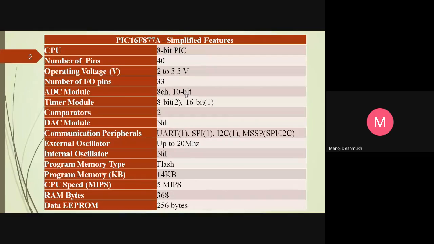After that, we will go with the timer module. So timer 0, timer 1, and timer 2. So 3 timers are there. Out of that, the first timer is supported for 16-bit. The remaining 2 timers are supported for only 8-bit applications. And the comparator we see in the architecture as well as in the pin diagram of the PIC16F.